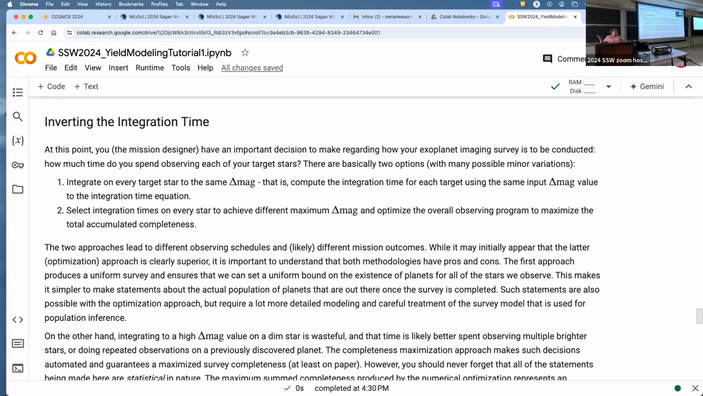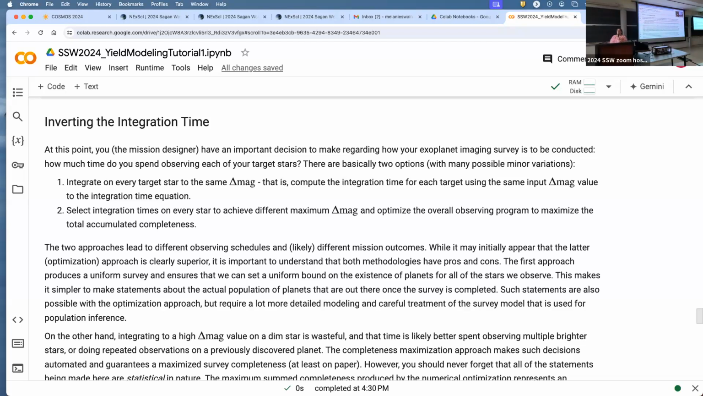Because we think of an Earth twin at quadrature being a delta magnitude of 25. So we're going to integrate everybody to that, and then we'll be able to say, did we find an Earth or not? And there are pros and cons on each of these, right? The pro on this one is that you can really say something about the planet population in that survey. You're like, well, we looked at every star to that level and we didn't find any planets, so it's probably not there.